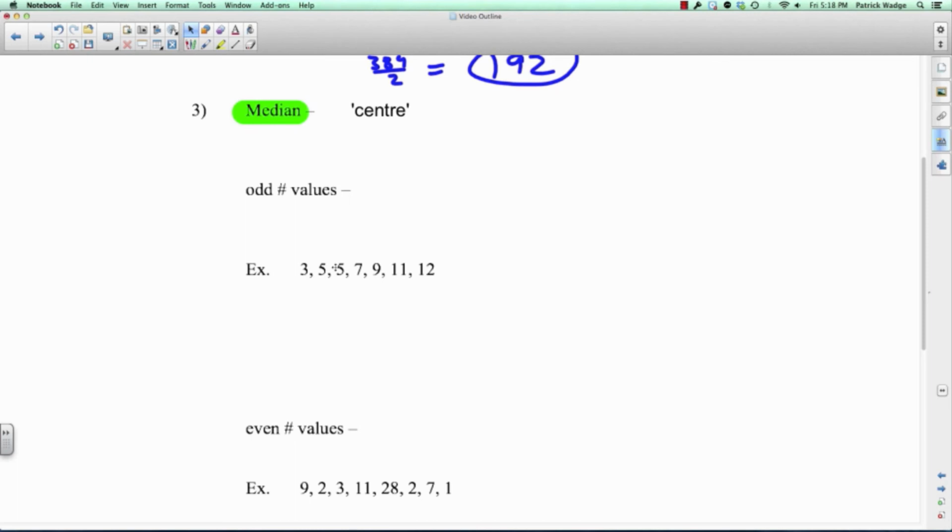Here's an odd, 1, 2, 3, 4, 5, 6. There's 7 values here. It's an odd number. How are we going to find the center one? Well, the center is just the middle. You're going to take the middle value. So one way I do it is, here's the first one and the last one, and then the next one, and you see what I'm doing? I'm just pairing them up, and I'm left with 7 there. That makes sense? This one goes with that one, this one goes with that one, this one goes with that one, and I'm left with 7. So my median is 7.